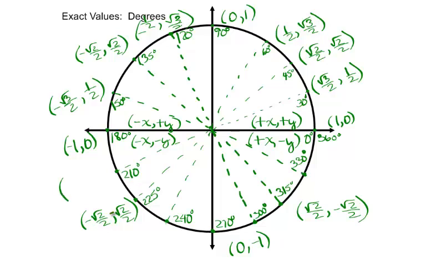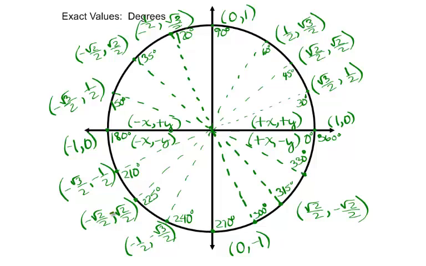Here, the x-coordinate must be negative, and it must be the bigger of those two values. The y-coordinate must be negative in quadrant 3, and it's going to be the smaller of those two values. That relationship is reversed for that angle measure.